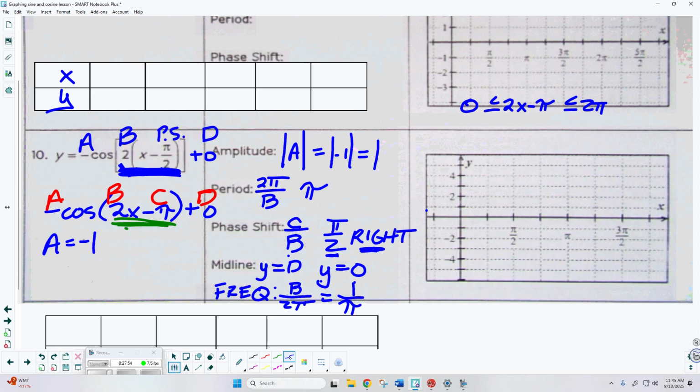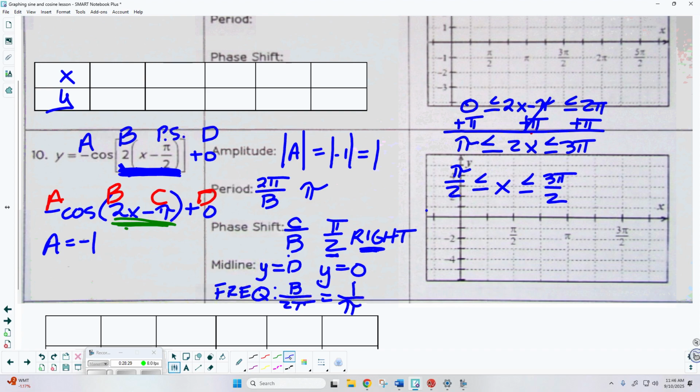Okay. So I need to get x all by its lonesome. How do I do that? Okay, so let's start by adding pi. Plus pi, plus pi, plus pi. Okay, so pi is less than or equal to 2x, which is less than or equal to 3 pi. Now what? Now we'll divide by 2. So it looks like pi over 2 is less than or equal to x, which is less than or equal to 3 pi over 2.